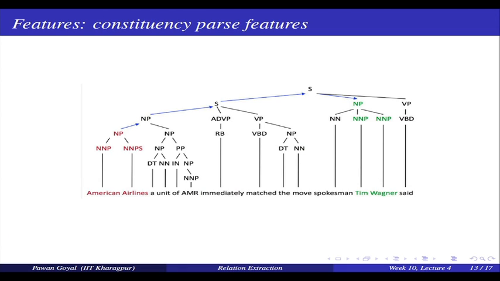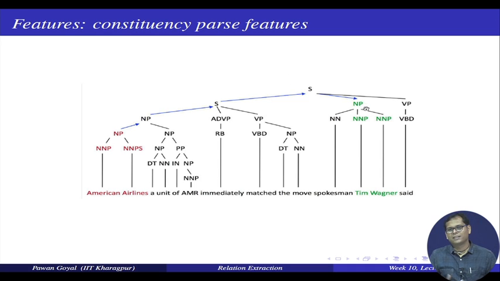You can also use the constituency parse features. So you have the two words here, American Airlines and Tim Wagner, and this is the parse tree of the sentence. You can use the path from this noun phrase to the particular noun phrase that connects Tim Wagner. So what is the path? You are going from a noun phrase, to a sentence, to a sentence, to a noun phrase. This path can be helpful. Again, here you can use what is the label in the tree they are at, and what is the sibling, and so on. So these can be your various features.